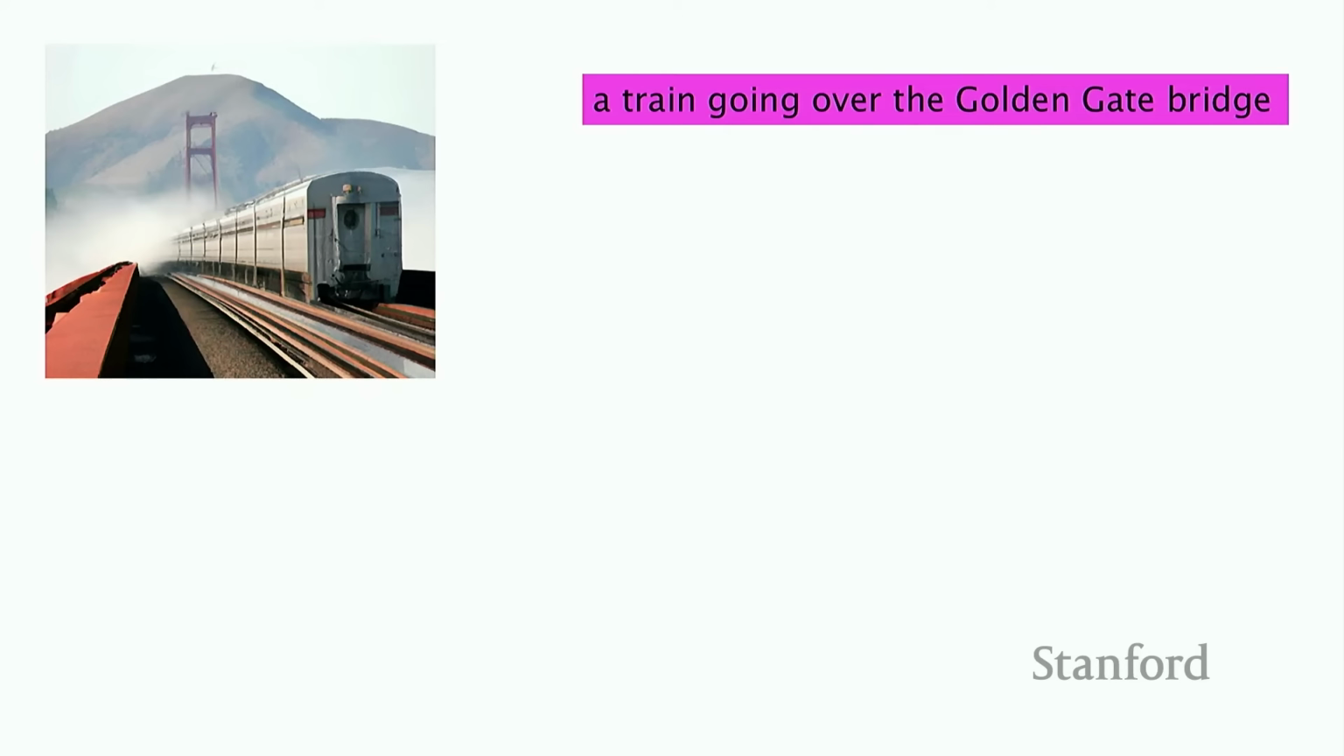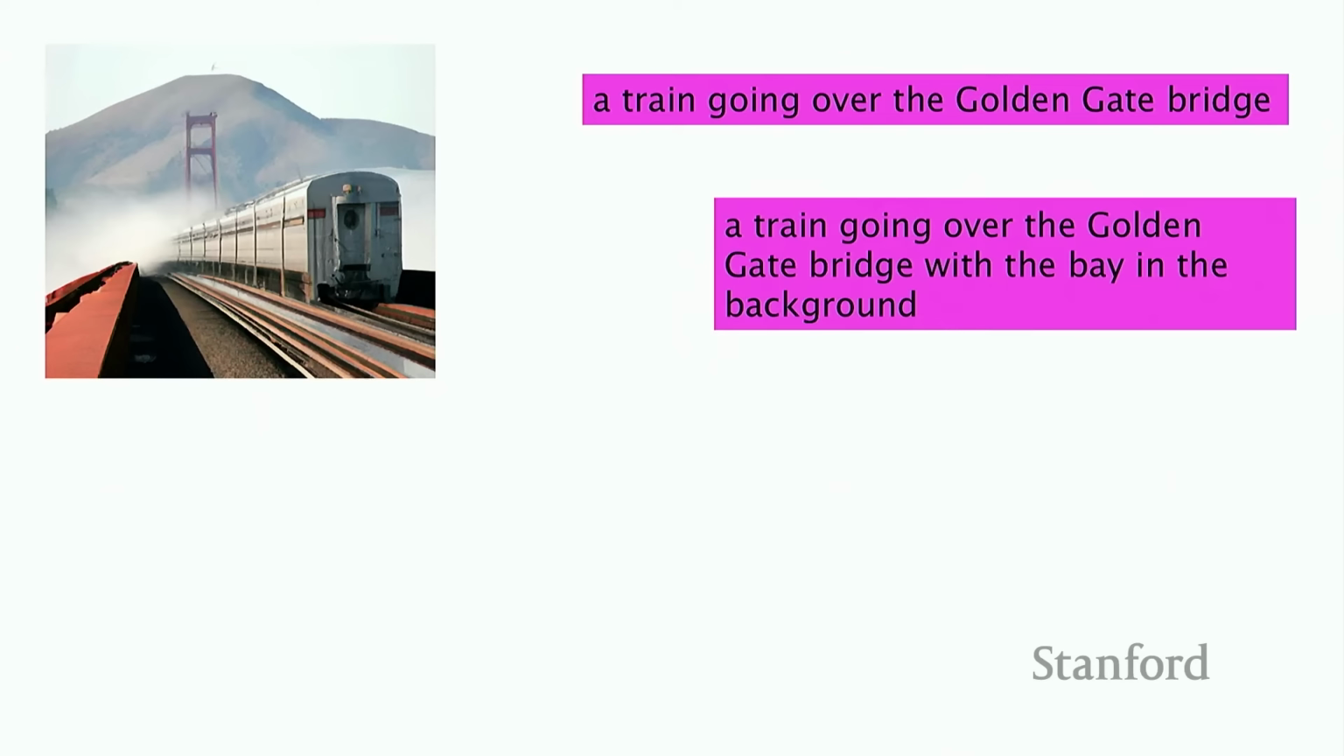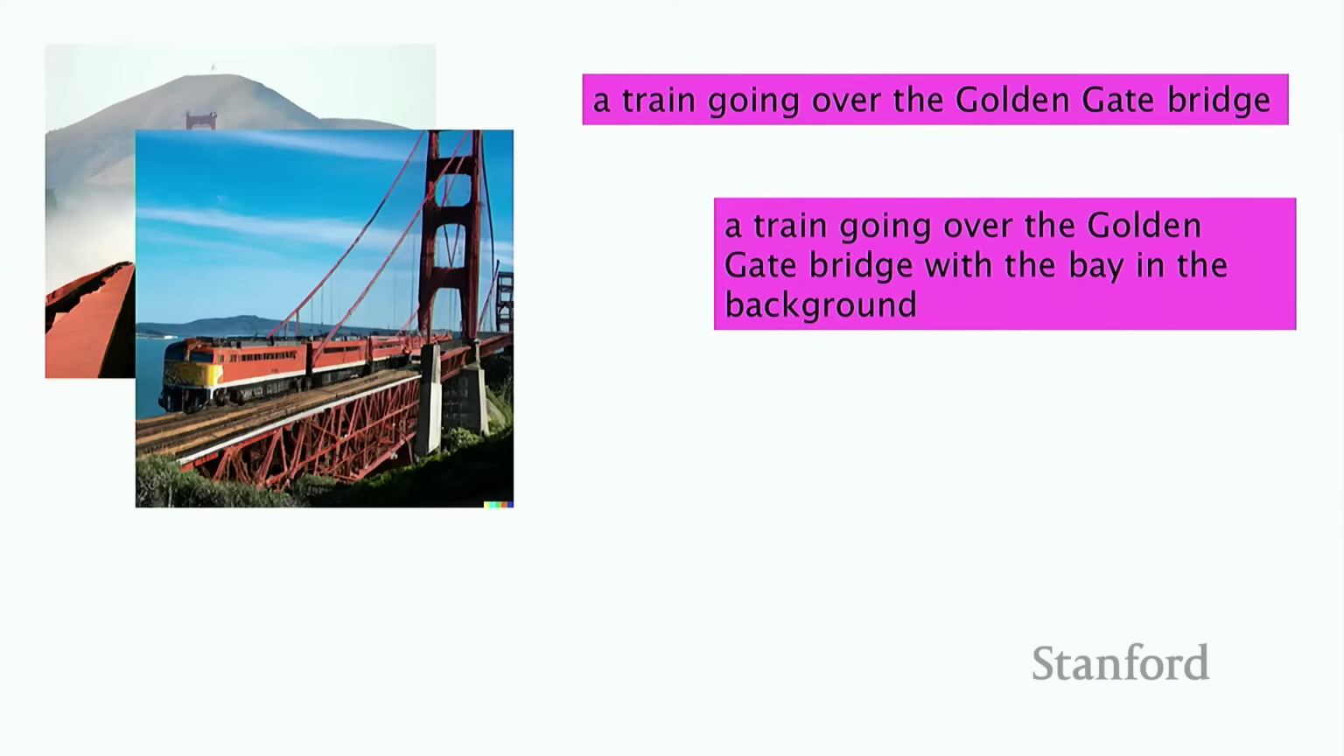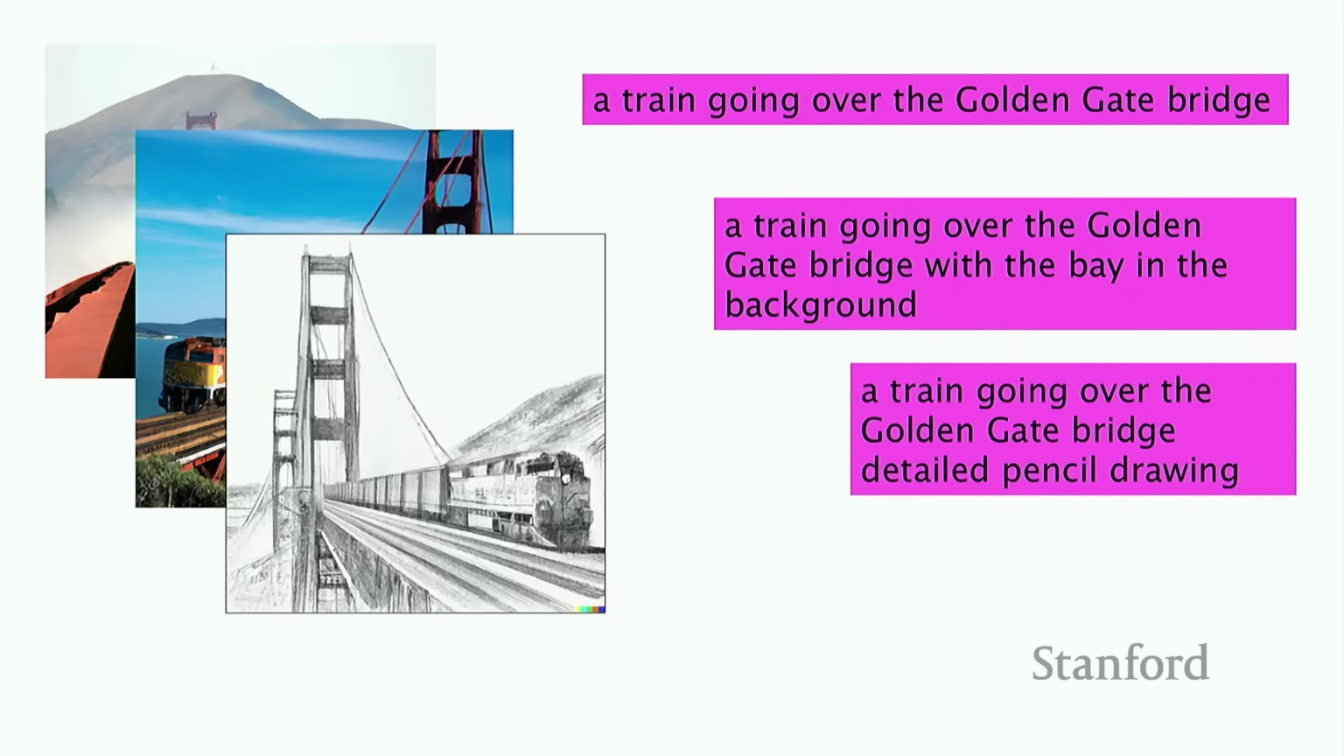But you might not be completely happy with this picture because it shows the Golden Gate Bridge and a train going over it, but it doesn't show the bay. So maybe I'd like to get it with the bay in the background. And if I ask for that, well, look, now I've got a train going over the Golden Gate Bridge with the bay in the background. But this might still not be exactly what you want. Maybe you'd prefer something that's a pencil drawing. So I can say a train going over the Golden Gate Bridge, detailed pencil drawing, and I can get a pencil drawing. Or maybe it's unrealistic that the Golden Gate Bridge only has trains going over it. So maybe it'd be good to have some cars as well.